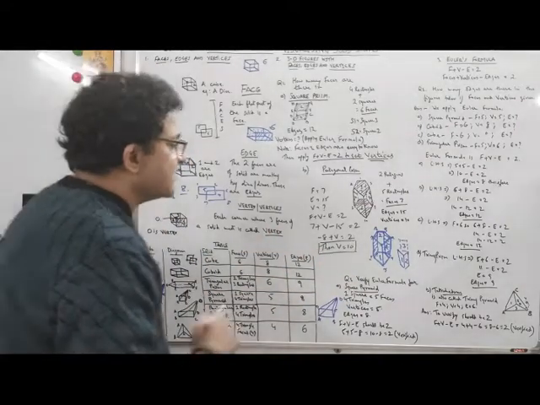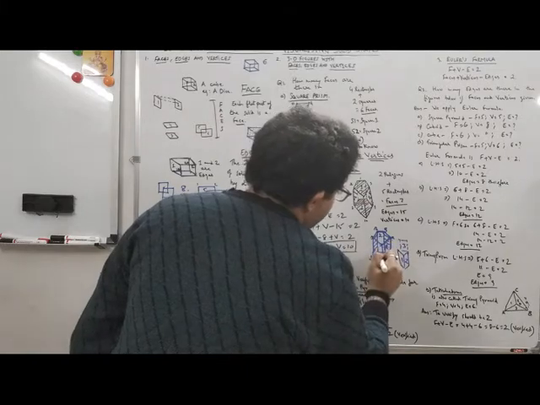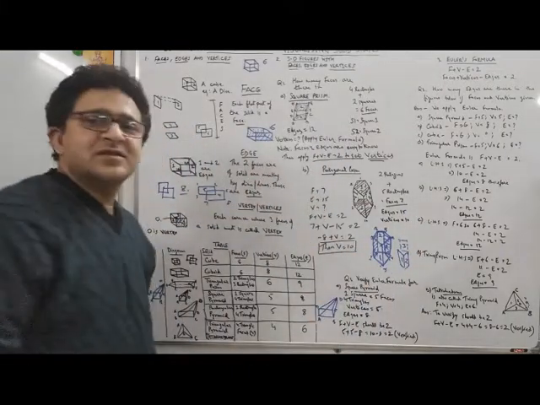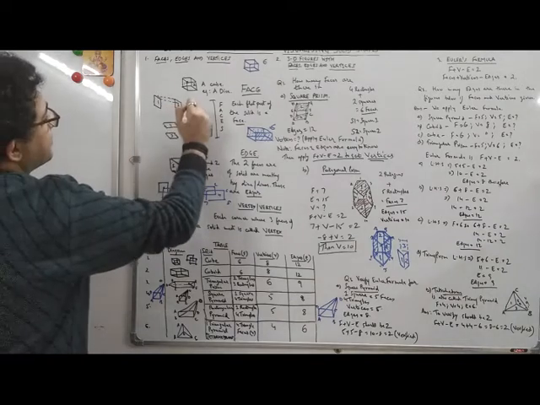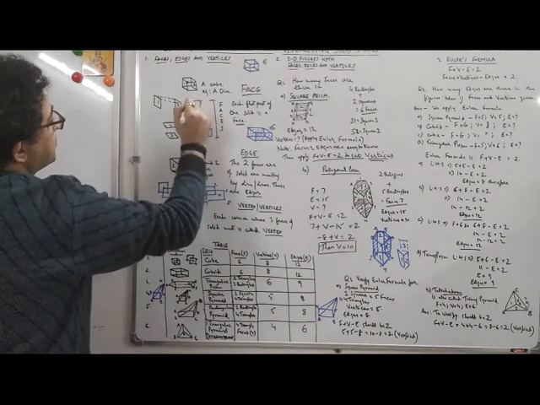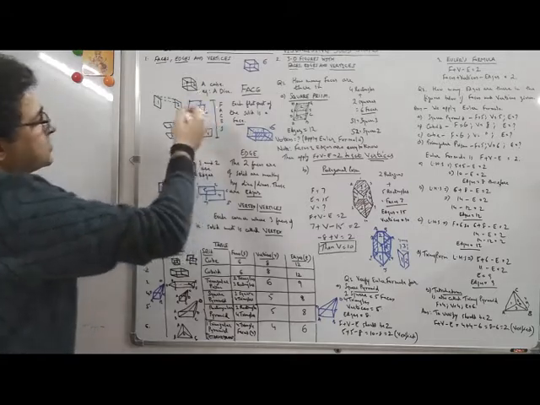Vertices are how many? 10. See, very simple. A, B, C, D, E, F, G, H, I, J. 10 vertices. In a cube also it was similar. There were 8 vertices: 1, 2, 3, 4, this is a cube, 5, 6, 7, 8. I didn't join them by the edges.